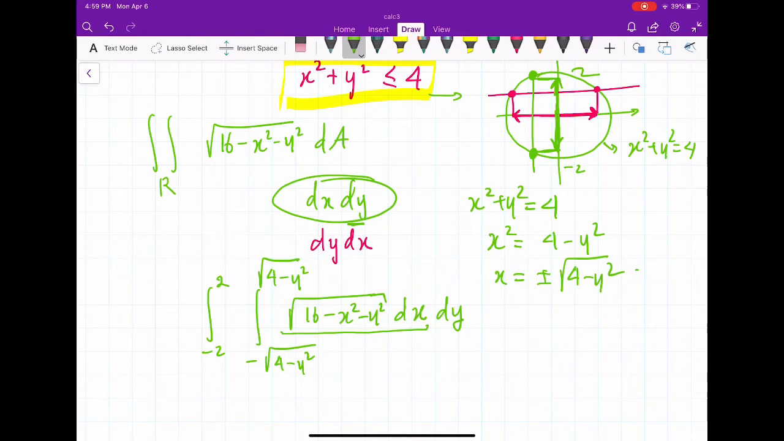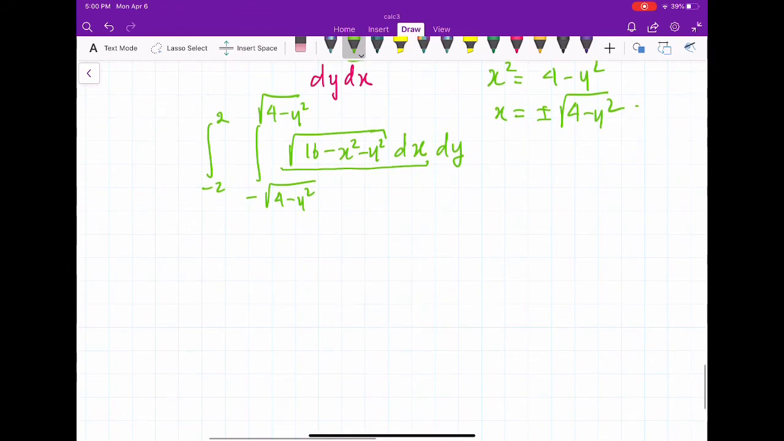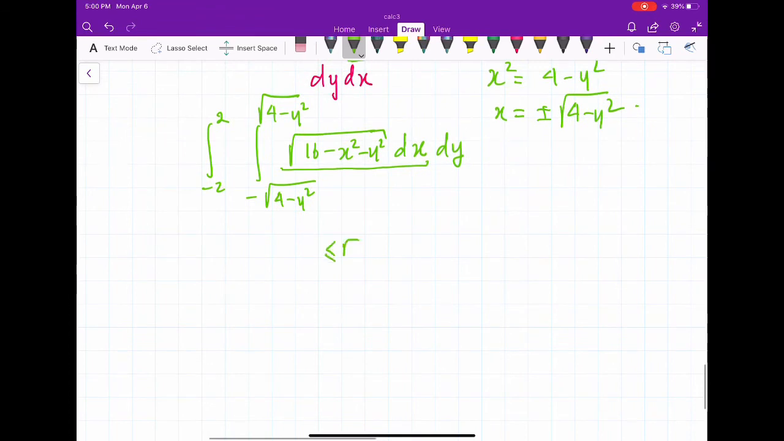Let's do that using polar coordinates. Okay? So if we use polar coordinates, we have the following one. For the circle, we have r greater than or equal to 0, less than or equal to 2. For theta, you have 0 to 2 pi, right? So we can describe our circle like this.